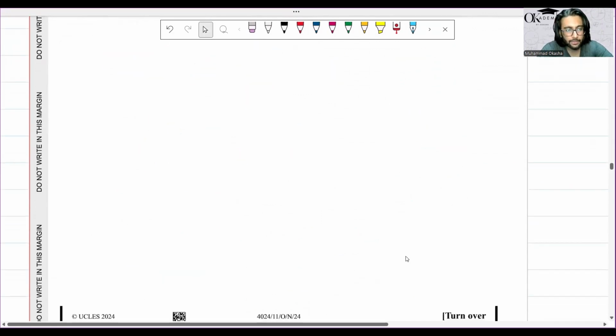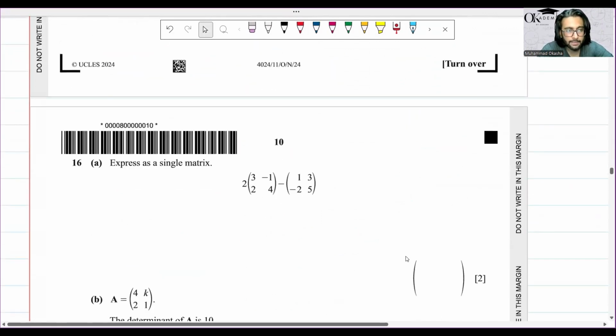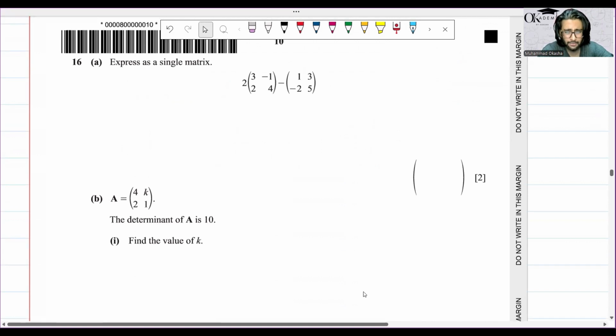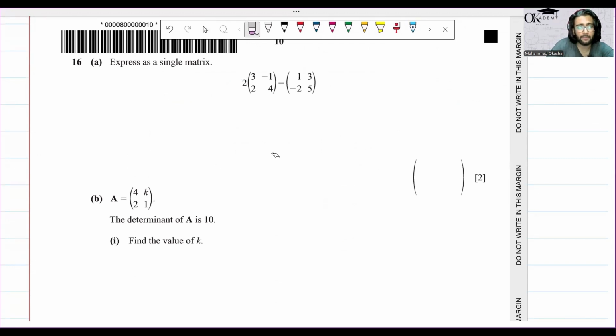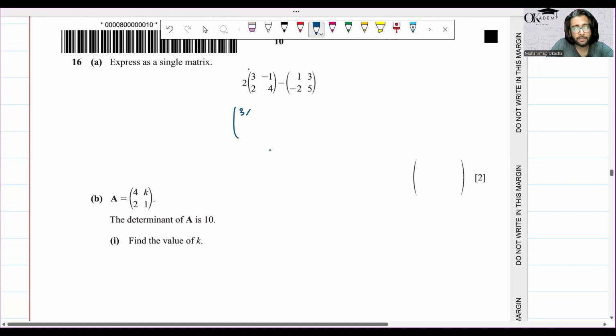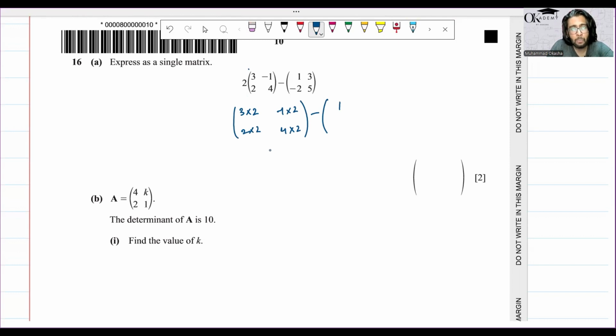Anyways, right. So we're done here with question number 15. Question number 16. Express as a single matrix. This should be simple. First of all, you do the multiplication. So you multiply 2 with everything that's inside the first matrix. So 3 times 2. Over here, this is 2 multiplied by 2, minus 1 multiplied by 2 and 4 multiplied by 2. And you subtract this matrix by 1, -2, 3, and 5.